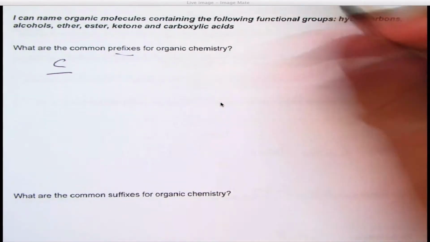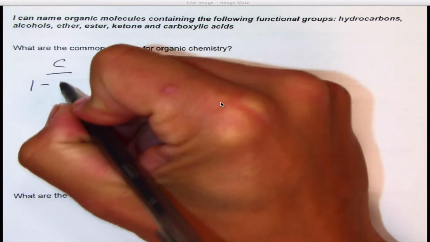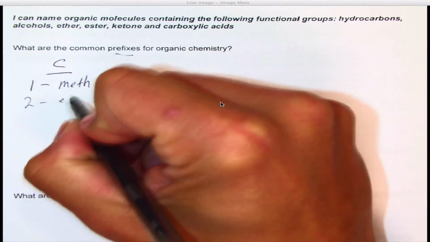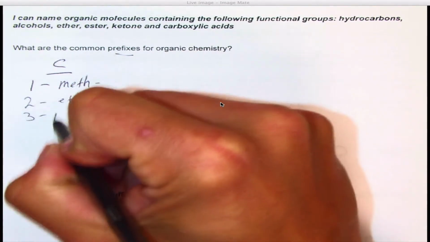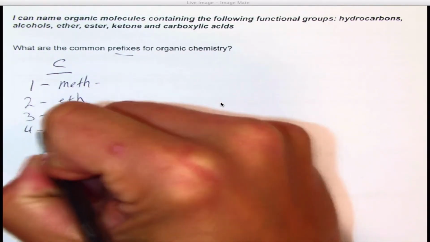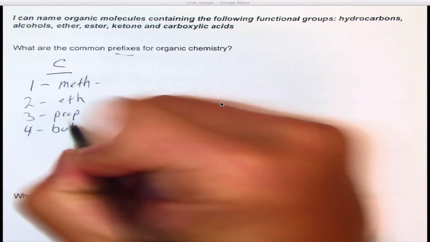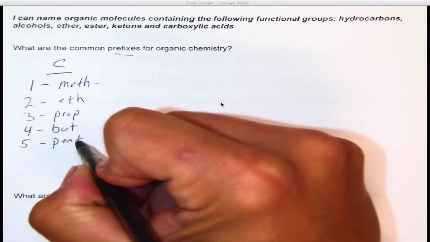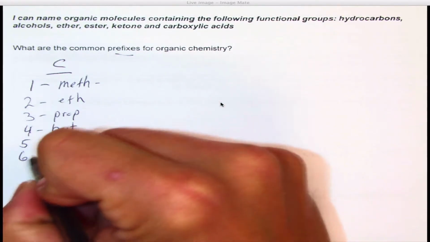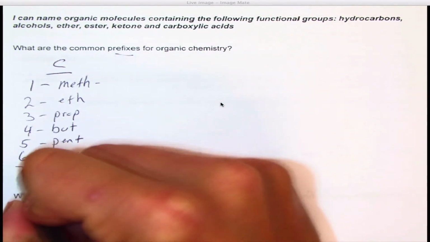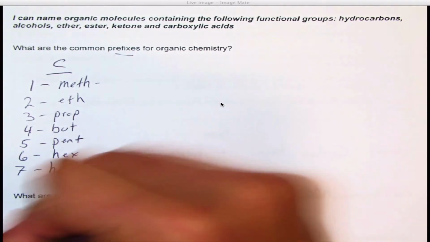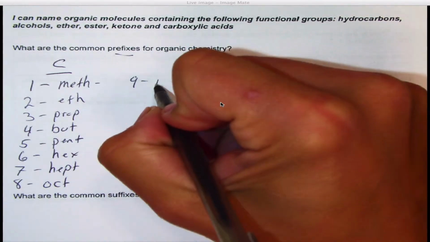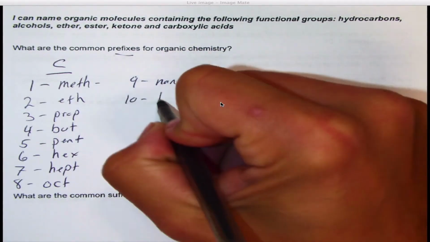So anytime you have carbon, if you have one carbon in the formula, the prefix is going to be meth. All right, second one is going to be eth. Third one is going to be prop. Fourth is going to be bute. Fifth one is going to be pent, and this is where we start getting to the namings you might run into in math. 6 is going to be hex. 7 is hept. 8 is oct, like an octopus. 9 is non. And 10 is dec.